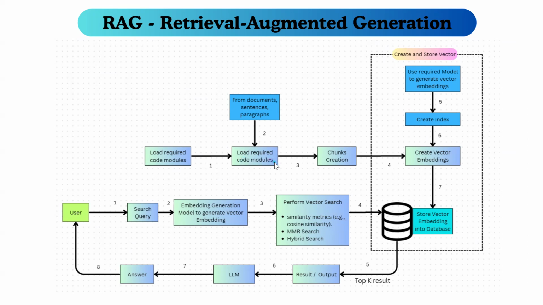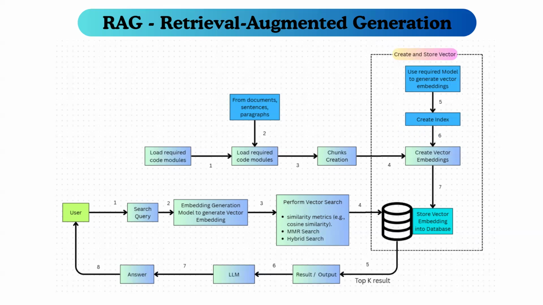Now, step three is to chunk the documents. As we know, large documents are often broken into smaller pieces called chunks. This helps the AI process and understand the text more effectively. The fourth step is to create vector embeddings. Use a model like one from sentence transformers or OpenAI embeddings to convert each text chunk into numbers, also called vector embeddings. These embeddings capture the meaning of the text.